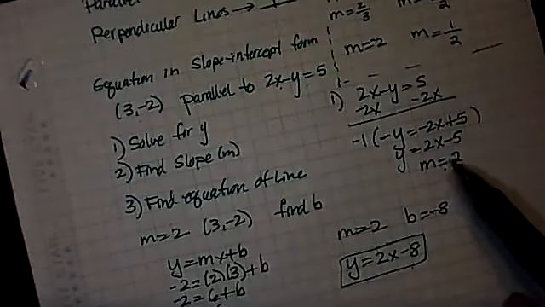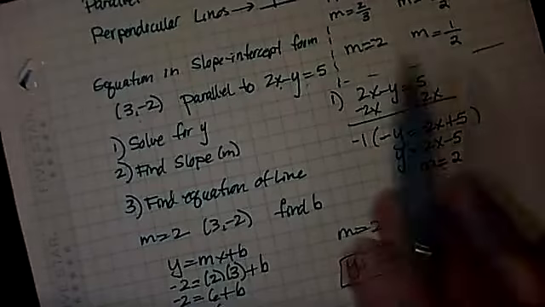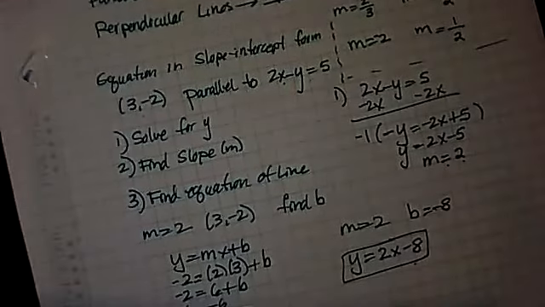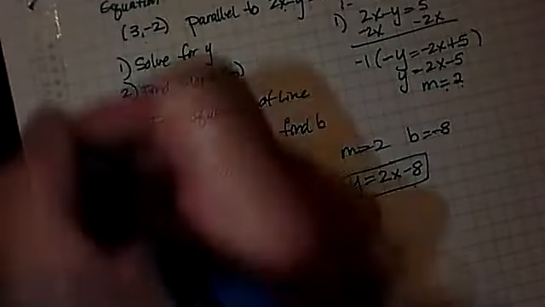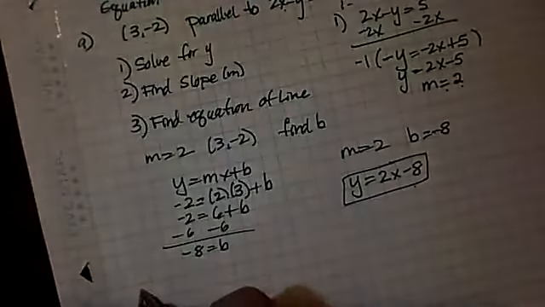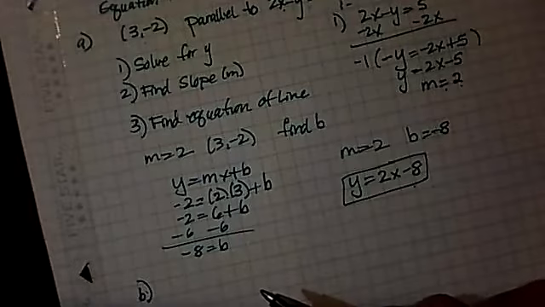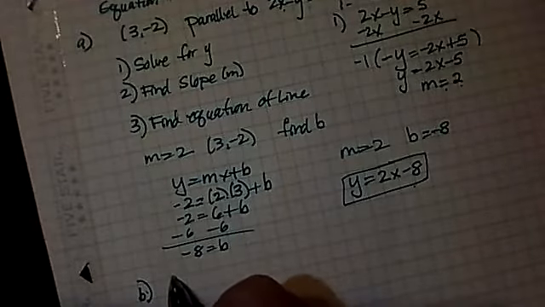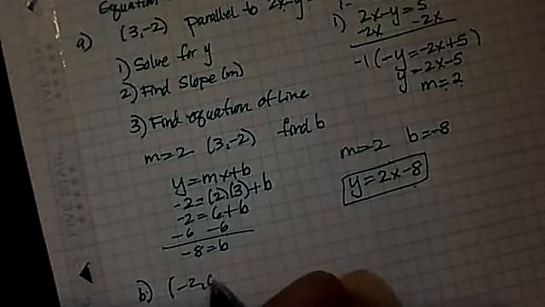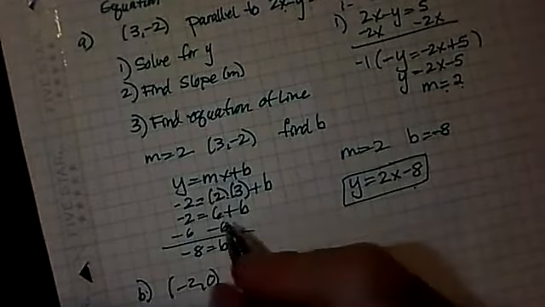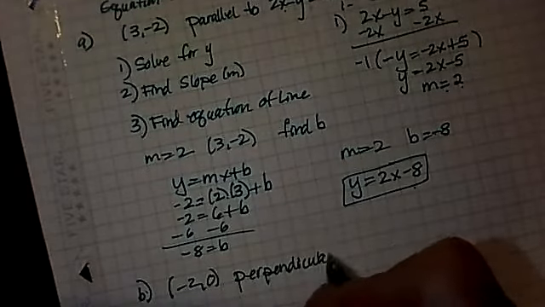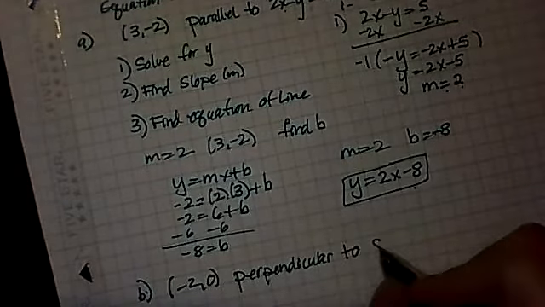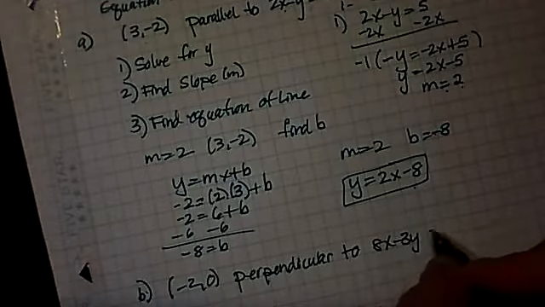But you just have to recognize that I only use this for the slope and then I'm done with that equation. So let's try another one here. We'll call this A. Let's say we have a line that goes through (-2, 0) and is perpendicular this time to 8x minus 3y equals 7.